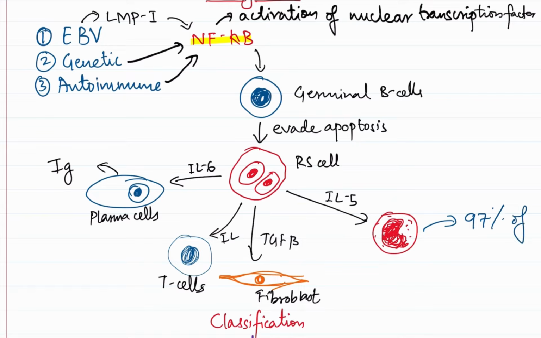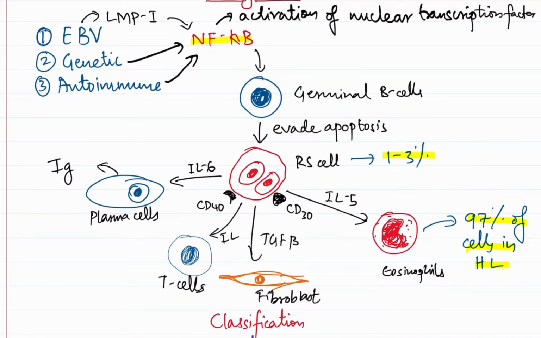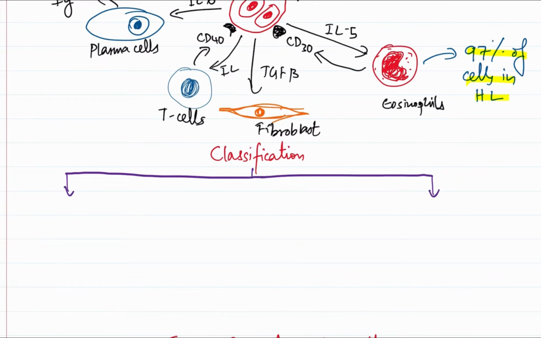So these cells will constitute more than 97% of cells in Hodgkin's lymphoma. And in addition, the eosinophils and the reactive T cells will activate the CD40 and CD30 receptors. So there is a CD30 receptor and CD40 receptor on the RS cell. The T cells will activate the CD40 receptor, the eosinophil will activate the CD30 receptor. And when these receptors are activated, again the nuclear transcription factor is activated and the cycle continues. So that's the pathogenesis. Now let's move into the classification.